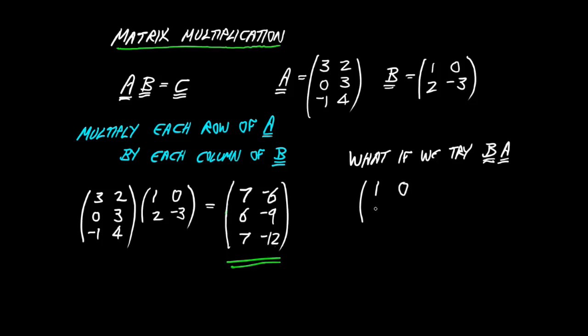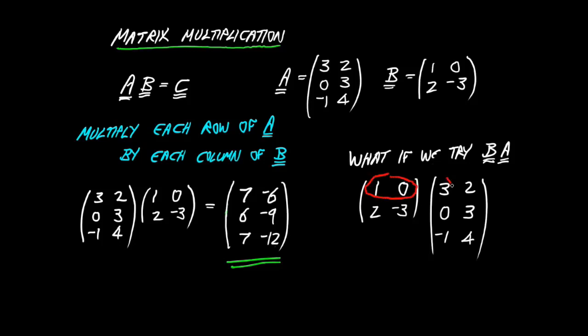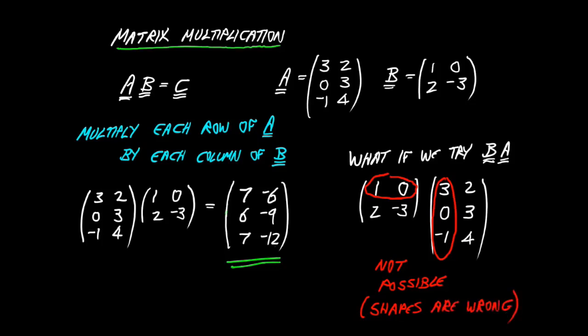What if we have 1, 0, 2, minus 3, that's B, onto 3, 2, 0, 3, minus 1, 4, that's A. So we can try it. We try it and multiply row 1 by column 1, and we immediately find we cannot, because they are a different length, a different list. So there is no third element of our row to multiply with our third element of the column. Just pause the video here and have a look at that and see why that must be impossible for us. And so sometimes matrix multiplication is impossible.